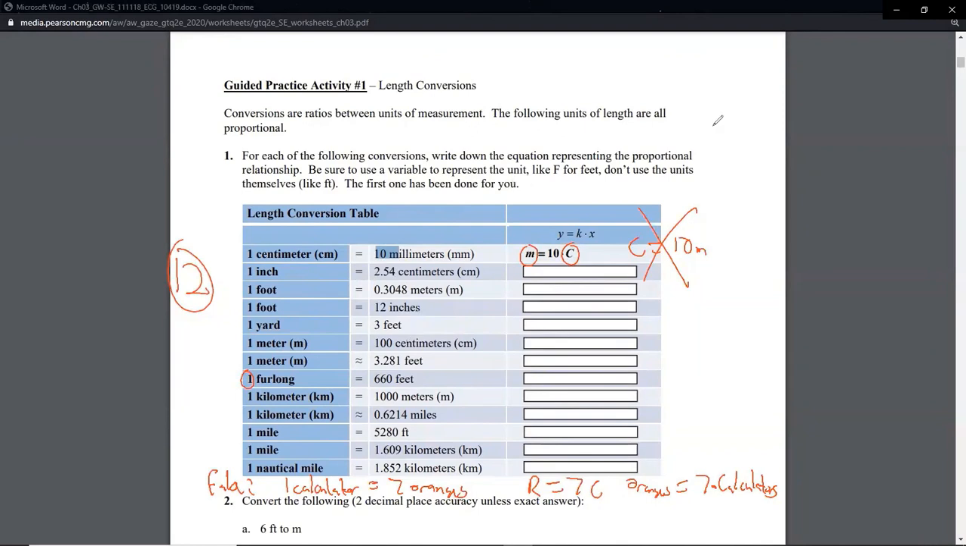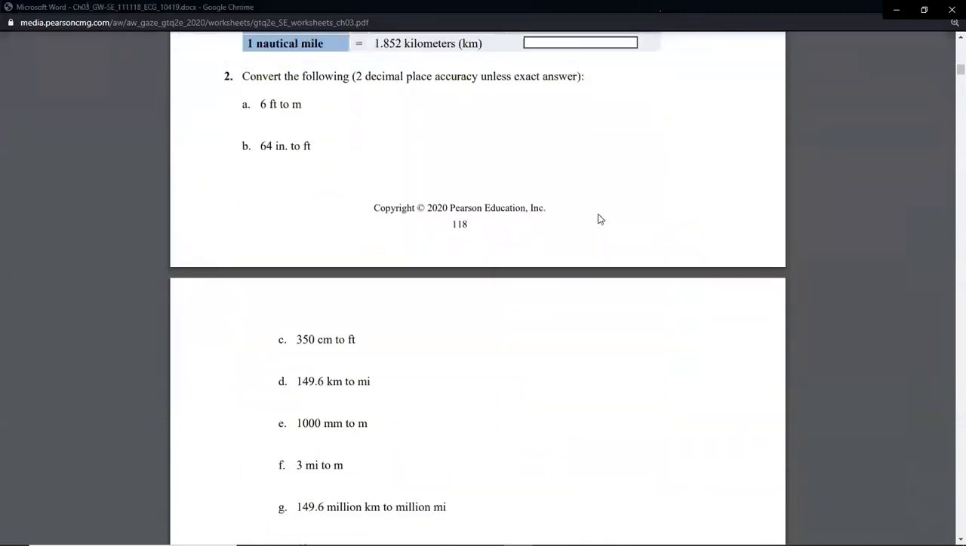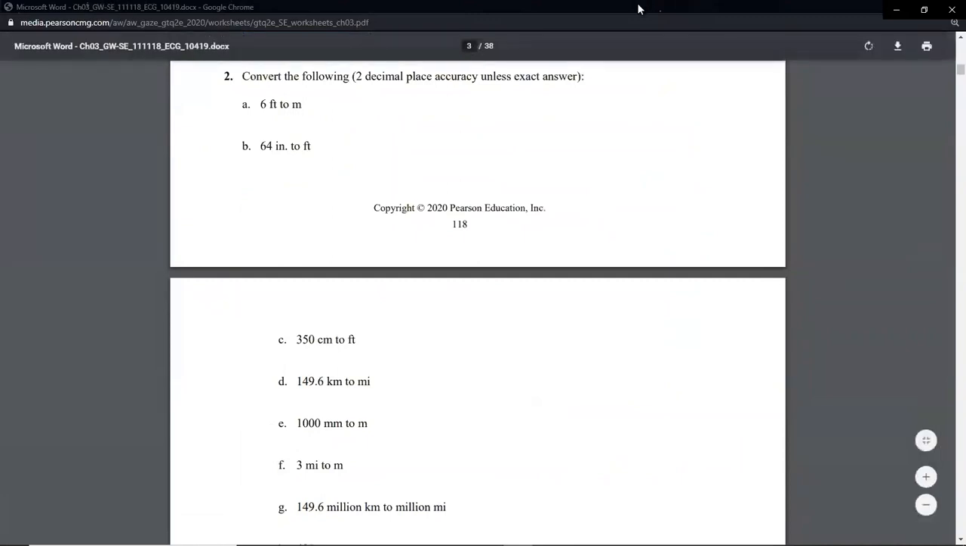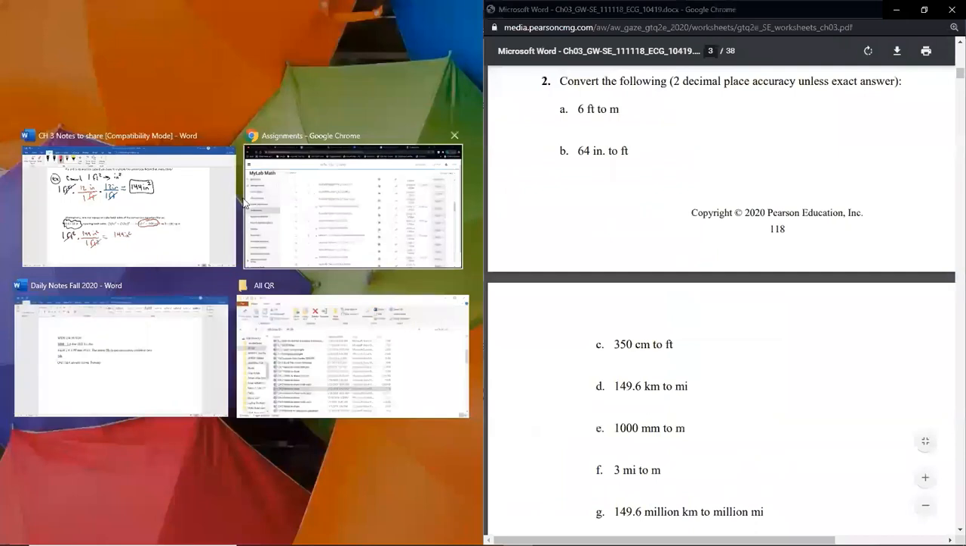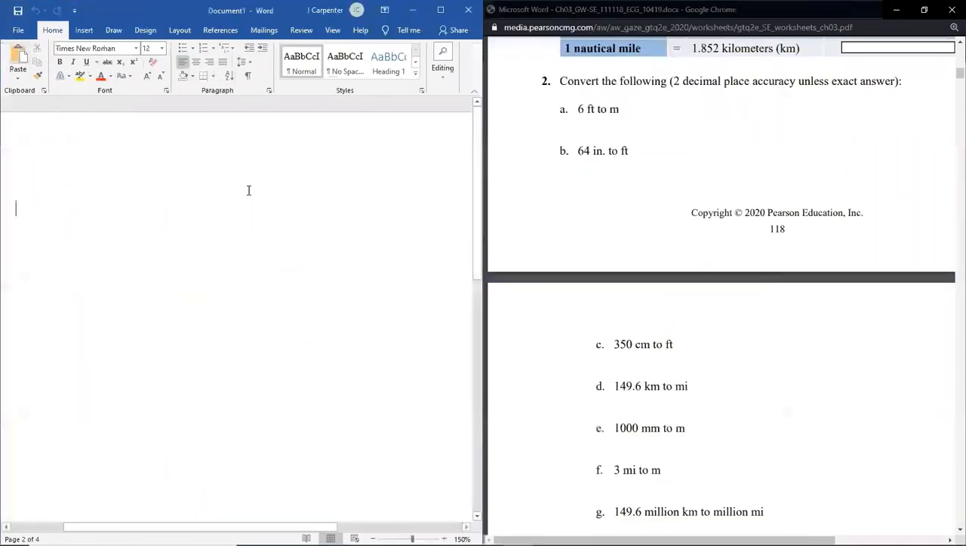All right, so let's clear that. And we're going to do some of these in number 2. We're not going to do all of them. We don't have that much time. Let's set up a new one. So hit enter 10 million times for some space.